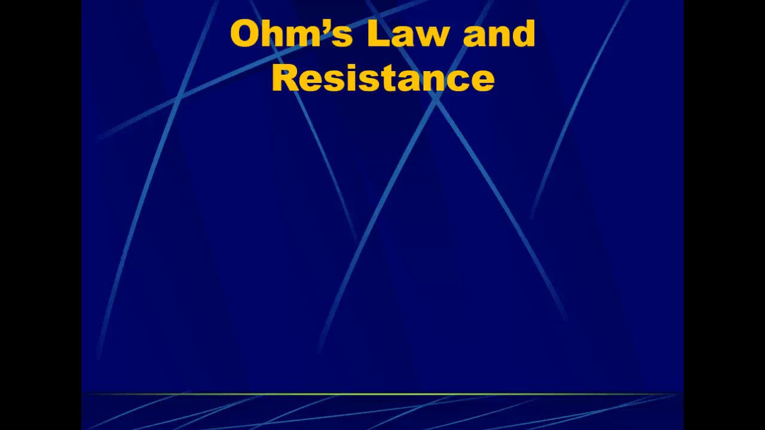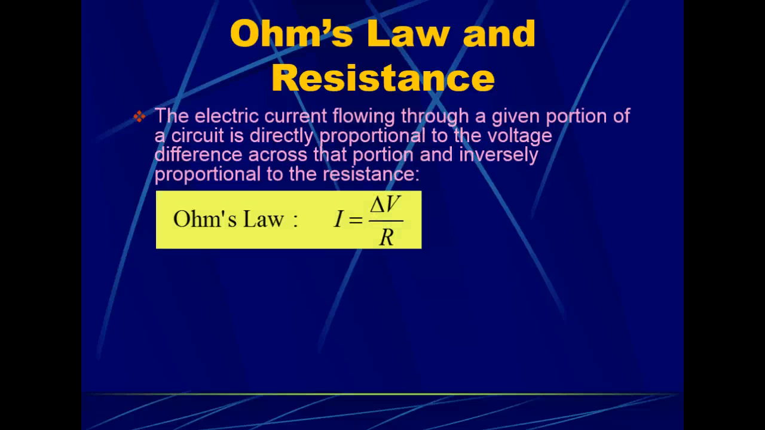This leads us to the idea of Ohm's law. Ohm's law basically says that the electric current flowing through a specific portion of the circuit is proportional to the voltage difference across that part of the circuit and inversely proportional to the resistance. And you may be saying, but what is resistance?